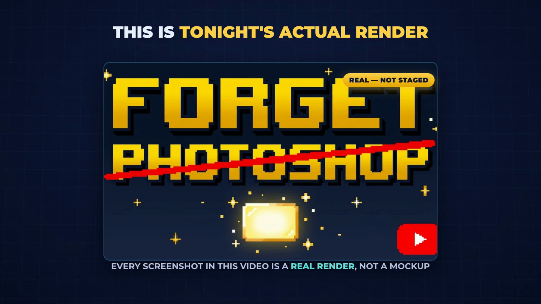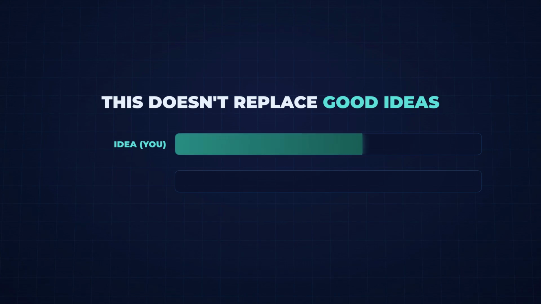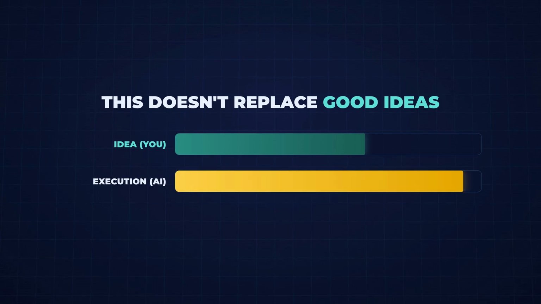The other thing worth saying plainly, this doesn't replace having good ideas. The AI paints what you describe. It doesn't decide what the thumbnail should say. You still need to know your hook. You still need to know what proof you're promising the viewer. What this replaces is the execution grind, the hours between I know what I want and it exists as a finished file. That gap used to be the bottleneck.